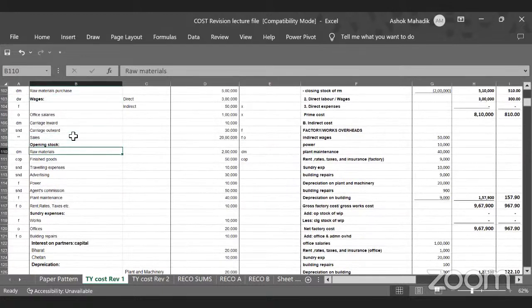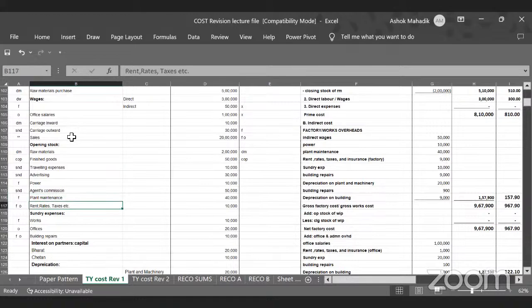Opening stock. Raw material will go to DM. Finished goods will go to cost of production. So cost of production will write it. S&D, traveling expenses, advertisement S&D. Hour will go to factory. Agent commission means salesman's commission. S&D, plant maintenance, repairs and maintenance will go to factory.